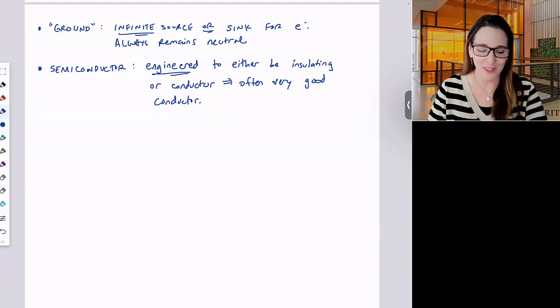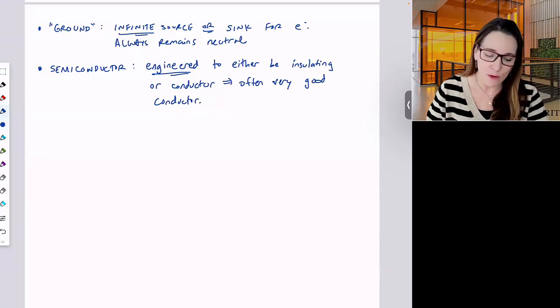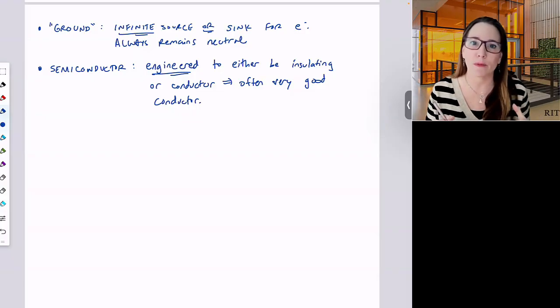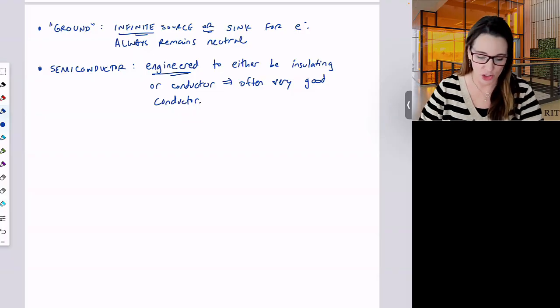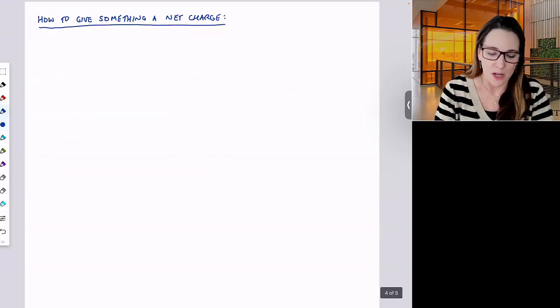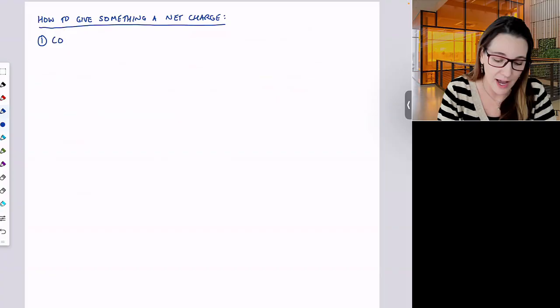Okay, so the next thing that we want to talk about, now that we have talked about the types of materials, is how would I take an object and actually give it a charge? So how to give something a net charge. The first way is very easy, and it's the most common interaction that you'll have had with giving something a charge, and that's just by contact. That's going to be literally by friction.